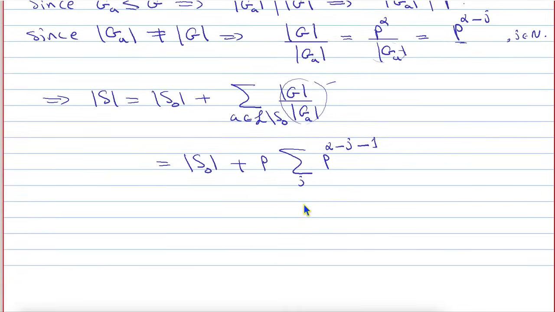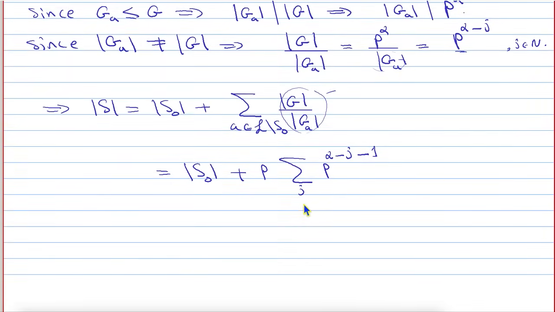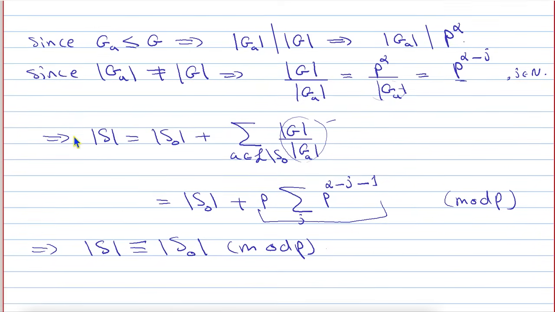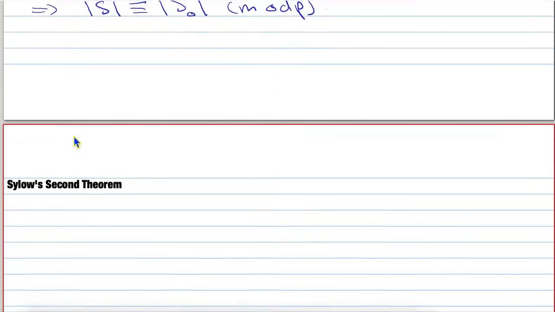Okay, now finally, when we take mod p on both sides, all of this goes to 0. Okay, so we end up with the size of S is congruent to the size of S naught mod p. Okay, and this completes the proof of this important lemma. Now we can move ahead and prove Sylow's second theorem.